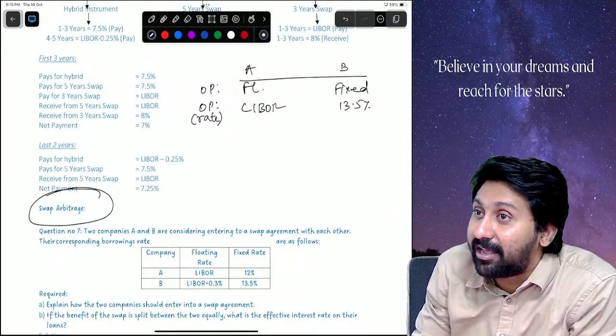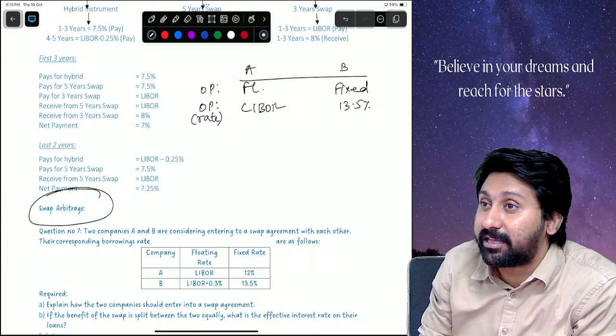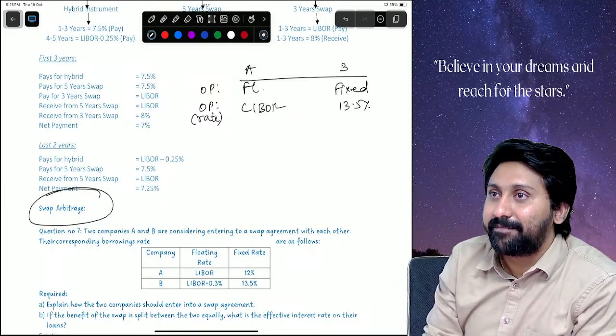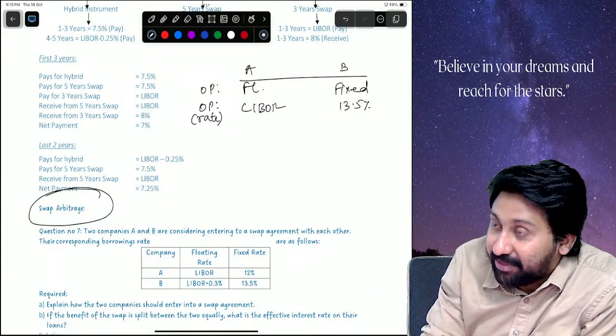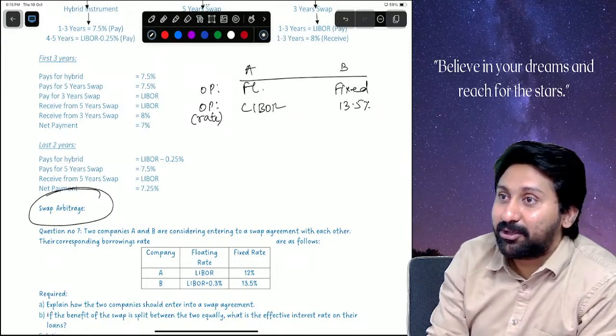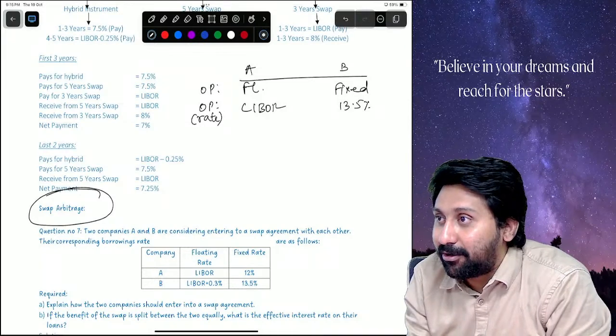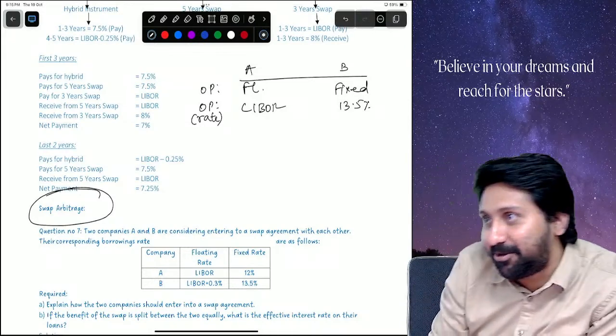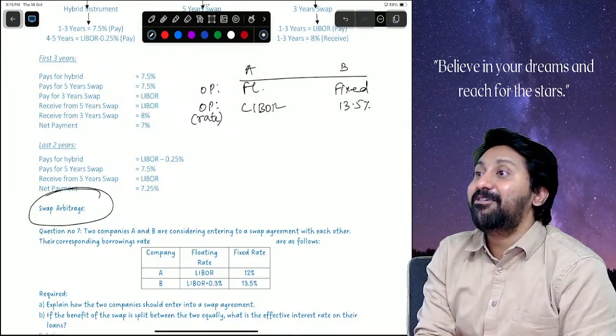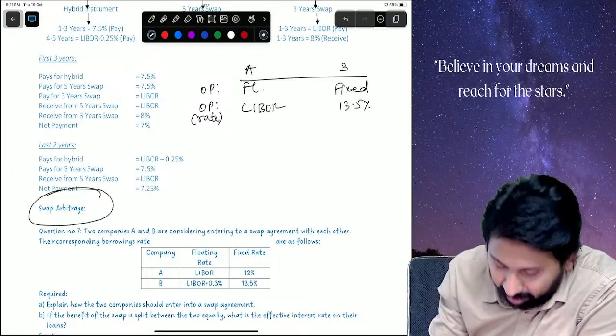B said to A, we will do one thing. We will go for a swapping. I want fixed, my fixed you borrow. You want floating. Listening? Your loan I will borrow. Your payment I will make. My payment you make. How will it be? Okay, I will tell you.